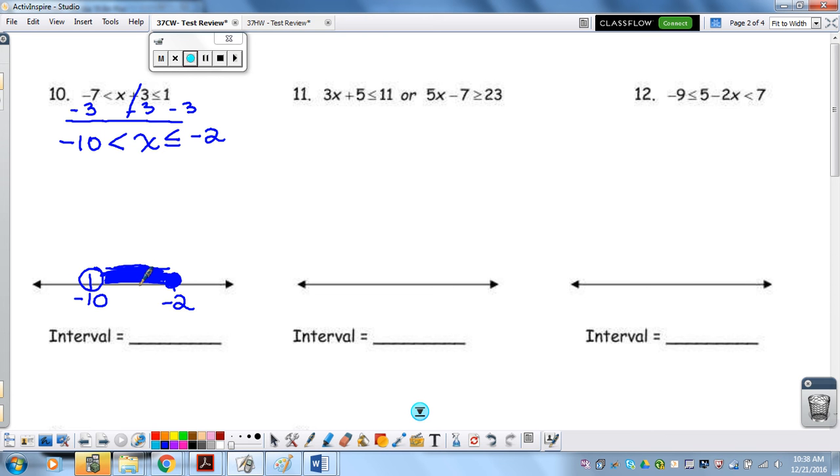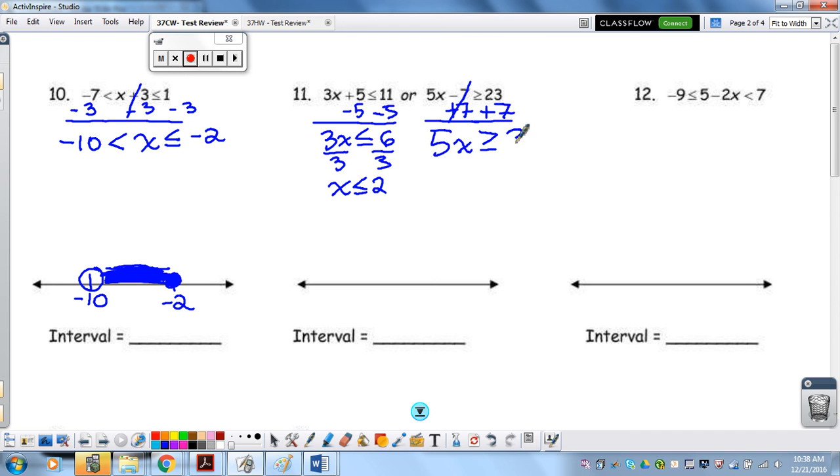Okay, number 11. It says or. Do not be freaked out that it says or. You actually have two separate problems in one problem. It's okay. So I'm going to isolate the x on this side by subtracting 5 here. So I got 3x is less than or equal to 6. And your letter is not by itself, so you got to make it by itself. Okay, that side done. Now I'm going to write down 7 because it was a subtraction opposite. Okay, 5x is greater than or equal to 30. So what you got to do is divide.